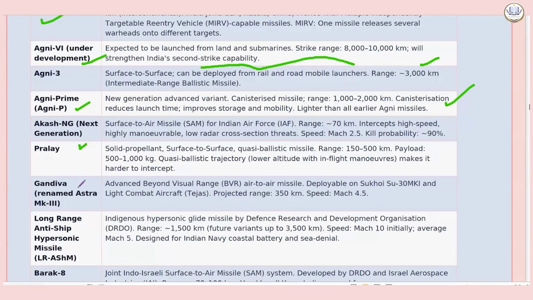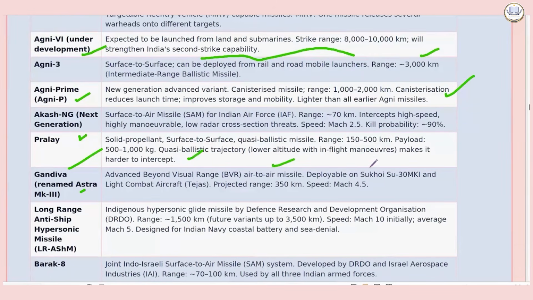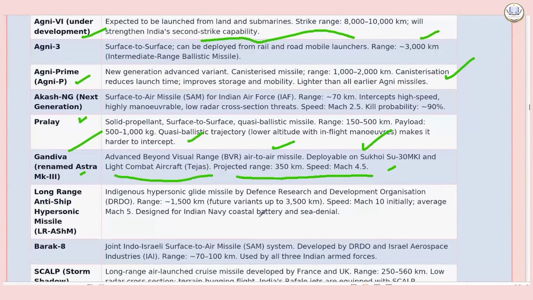We have Gandiva, renamed the Astra Mk3. It is an advanced beyond visual range air-to-air missile, deployable on the Sukhoi Su-30 MKI and the light combat aircraft Tejas. Range is 350 kilometers. Speed is Mach 4.5. Then we have a long-range anti-ship hypersonic missile.